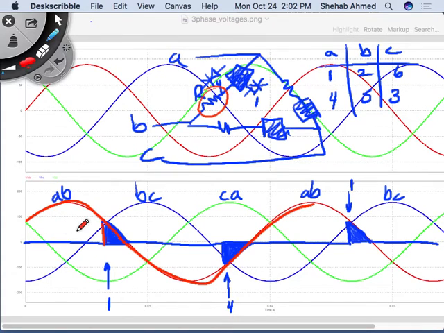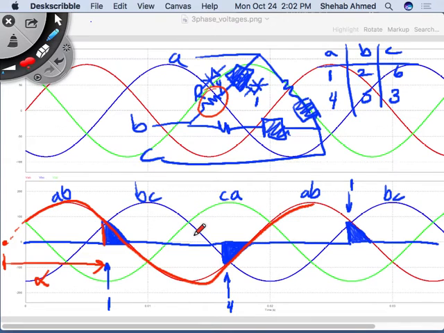So alpha is measured from where? Alpha is measured from the zero crossing of my line voltage. This is where I'm measuring alpha from, the zero crossing of my line voltage, because the diodes would have conducted in that case. So this is one condition.